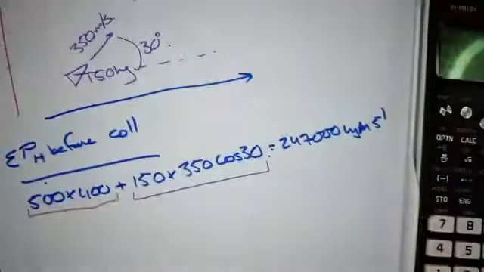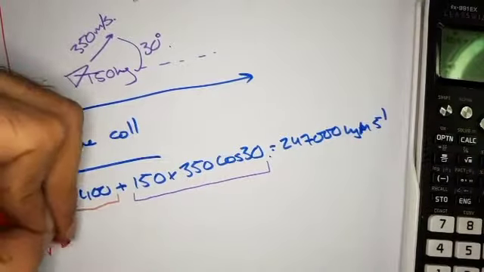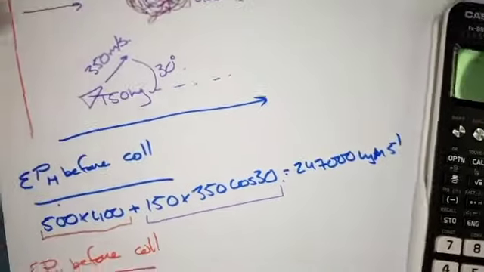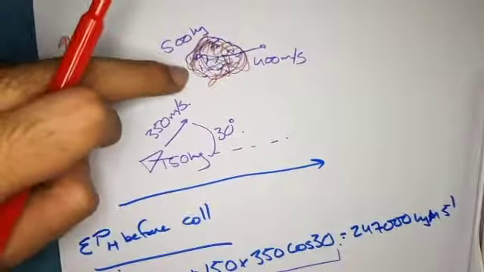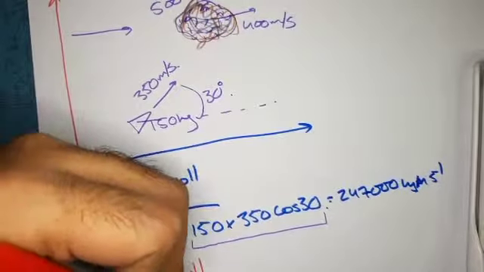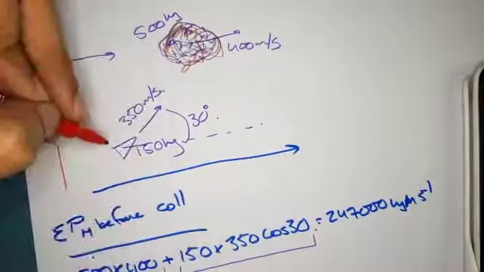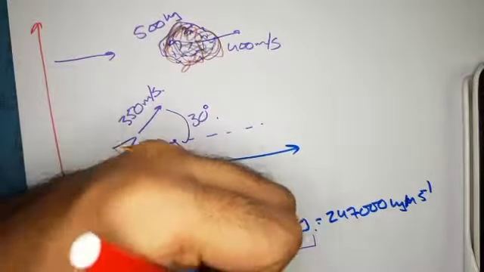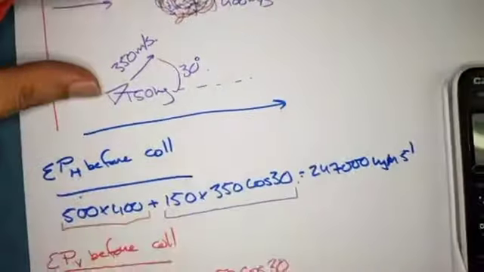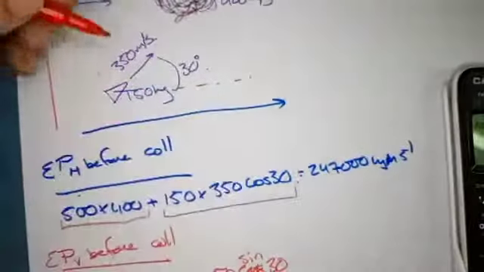Before the collision. And let's write the total momentum, the sum of momentum vertically before collision. What is this going to be? This has no vertical component, so we can write that really easily. We just write 500 into 0 plus the vertical component of this, which is going to be 150 into 350 cos 30. Oh wait, sine. My bad. Sine 30.